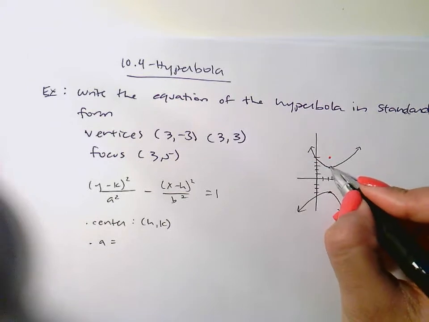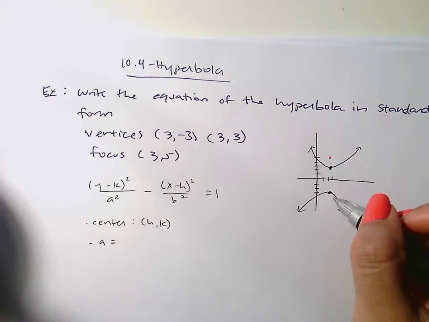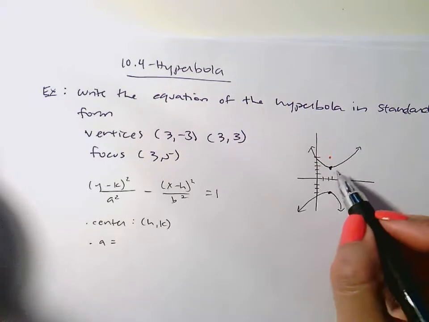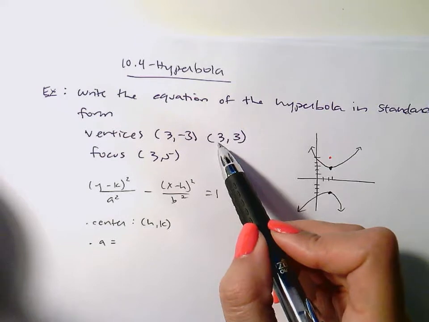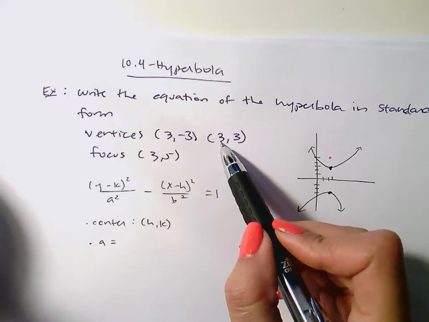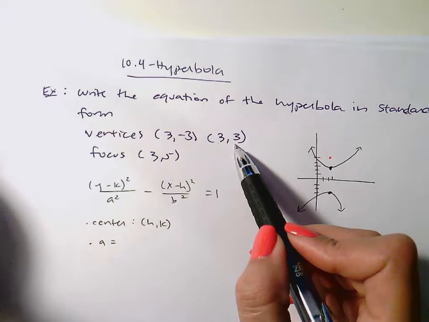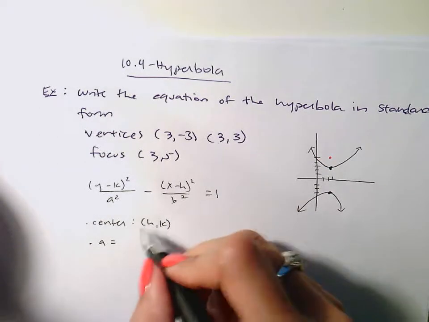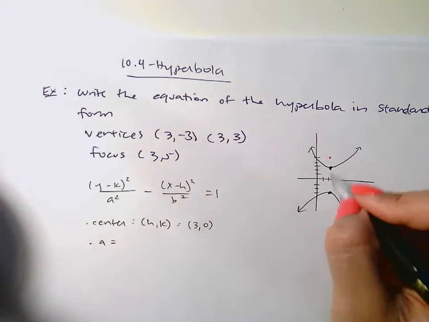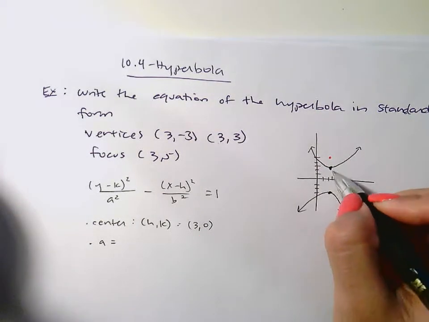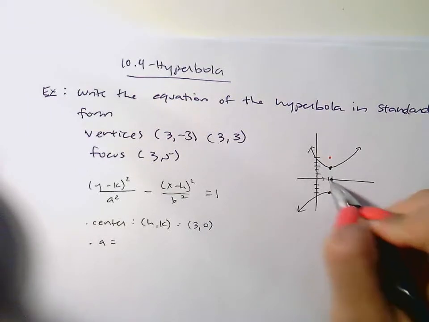The center is going to be exactly halfway between these vertices. You can use the midpoint formula if you wanted to. So it's going to be x1 plus x2 divided by 2. So 3 plus 3 divided by 2 gives me a 3. And -3 plus 3 divided by 2 gives me a 0. So this center is going to be (3, 0). You can also find the point that's exactly halfway just by looking at it. For this one, it's easy enough. So this one's going to be at (3, 0).